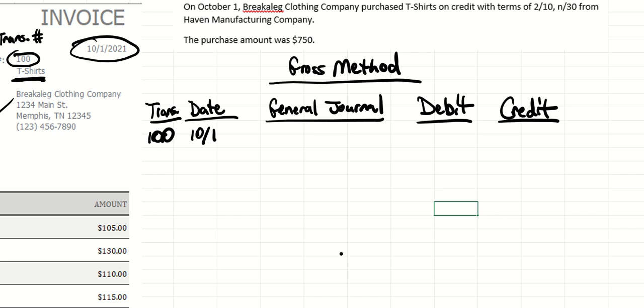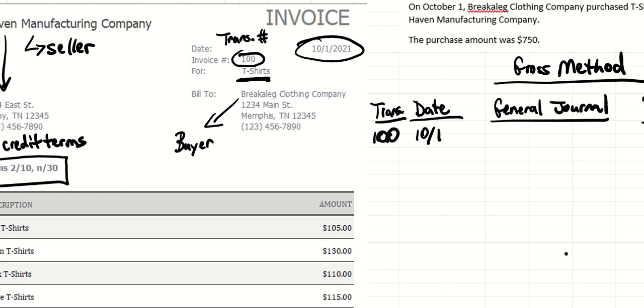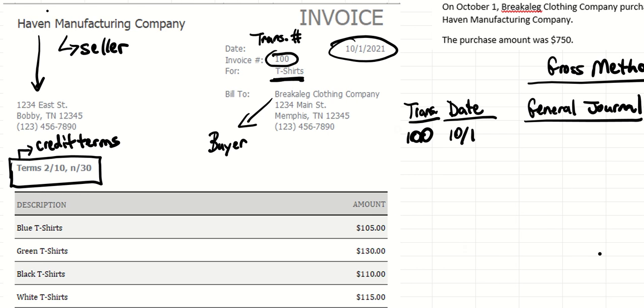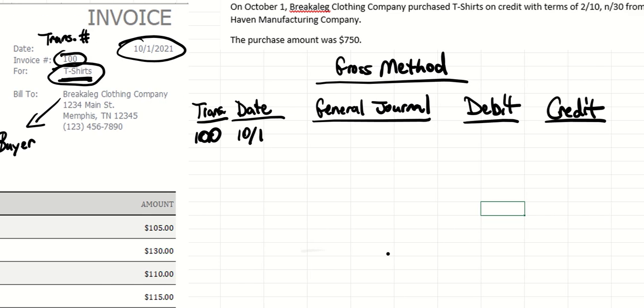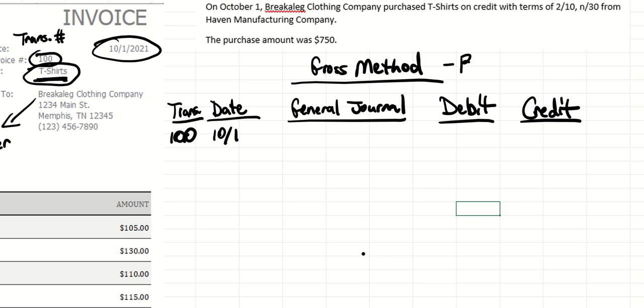So the initial purchase that was made that we see here on the invoice, we have to know what it's for. What was it for? Okay, so it was for t-shirts. We can see here it's for t-shirts. Okay, so since the initial purchase was made for t-shirts, and oh, by the way, this is Break-A-Leg's general journal here, just so we know.